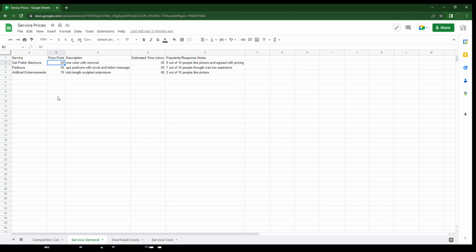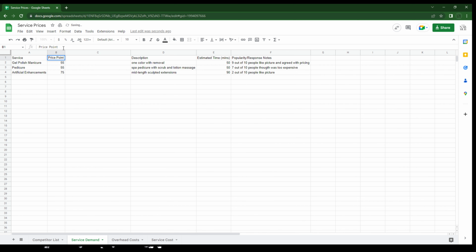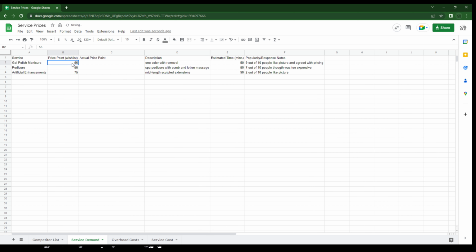So you could actually have 2 columns here. You could have your wish list price, the one that you came up with that you want to charge. And then you could also have the actual price point that people said they would be willing to pay for a given service, okay? So maybe you came up with your idea of, I want to charge $60 for a pedicure, but when you ask people about the type of pedicure that you're wanting to offer, maybe they said they're only willing to spend $45, okay?